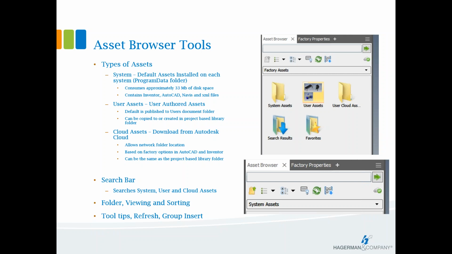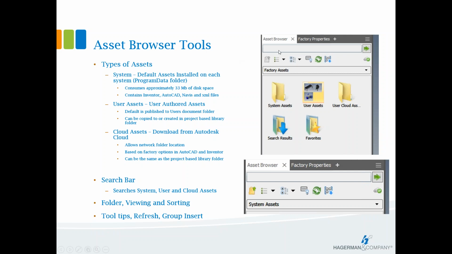We can create assets, and they can go directly in there, and then they can be copied out to, or even created in, those project library folders that we were just talking about. So we'll have options to adjust where those user assets are stored and how we access those. And then once again, same thing with cloud assets. We have a default setting for those as well. That's typically based on where the project is located, but we can set that to a library folder if we need to.